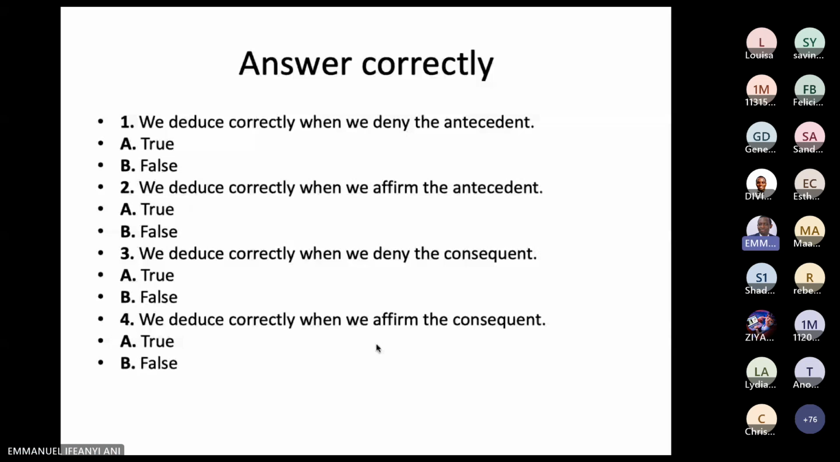Then number 3. Yeah, Mutua, you are raising your hand. Angela Mensa, your hand is raised.